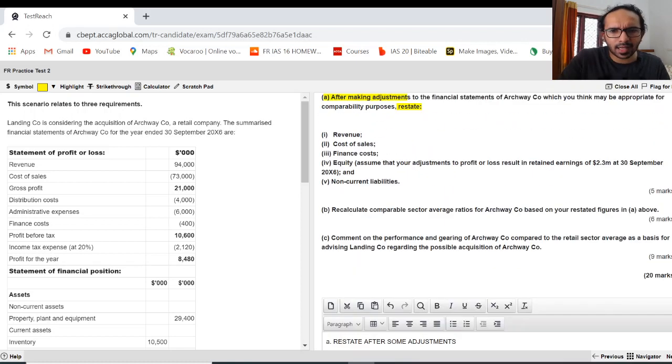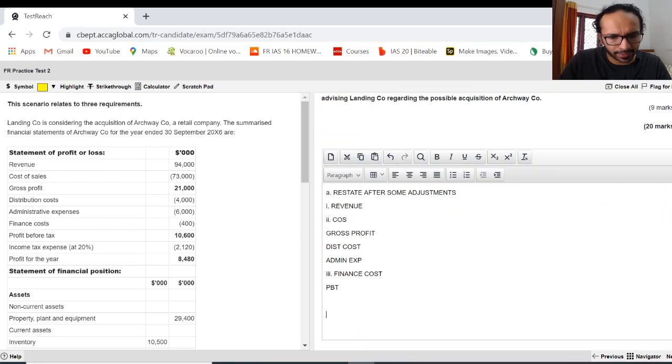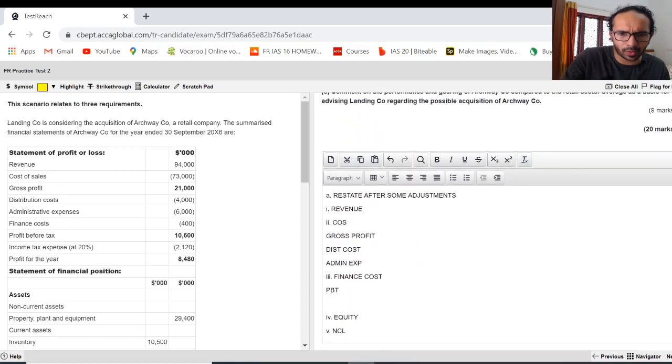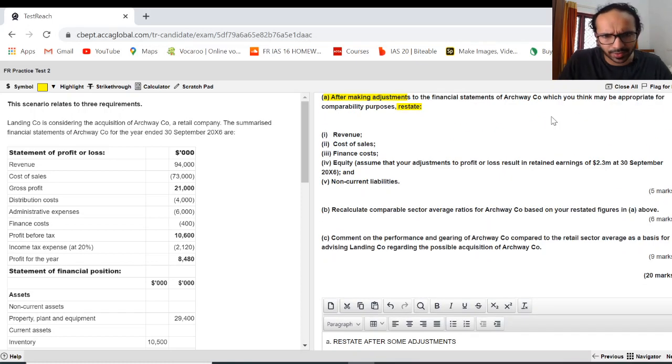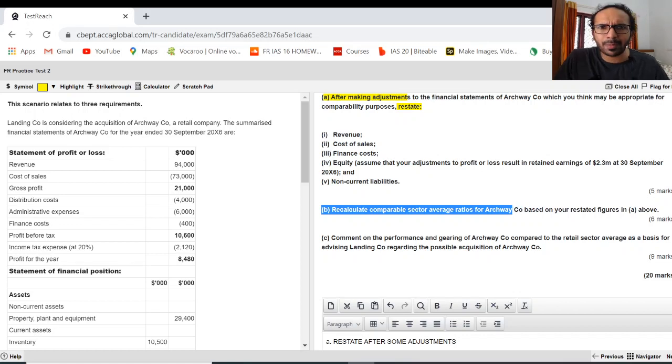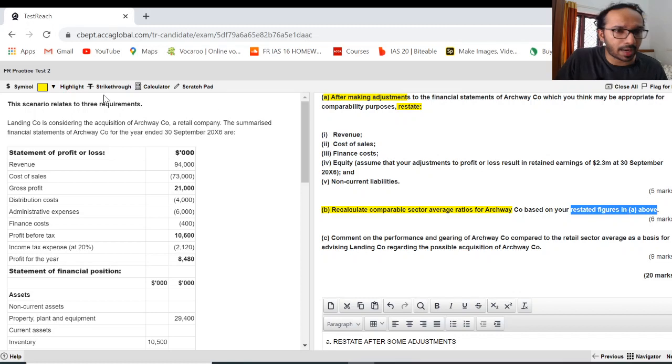And again they had asked us to restate the equity and non-current liability. Fourth thing which we are going to restate is equity, and the fifth thing is the non-current liability. So we'll have to read the question before any restatements are done. That is the first question. And what about the second question? Recalculate the comparable sector average ratios of Archway. So maybe the Archway Company's ratios were already calculated and we are asked to recalculate it on the basis of the restated figures given in question A above. So 11 marks is for calculation, only 9 marks is for the interpretation part here. So you're lucky, right? So let us read the question.